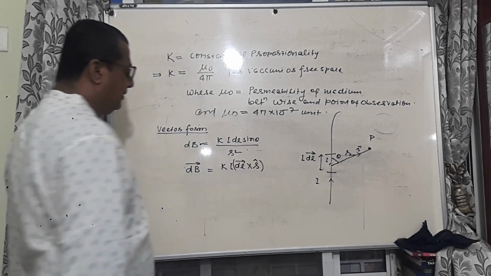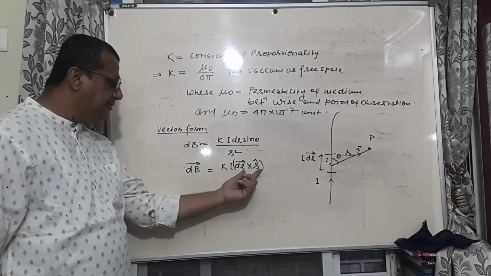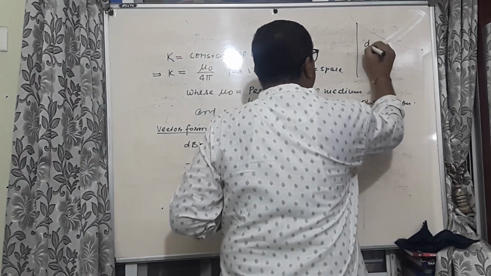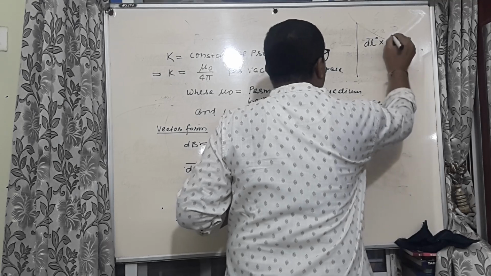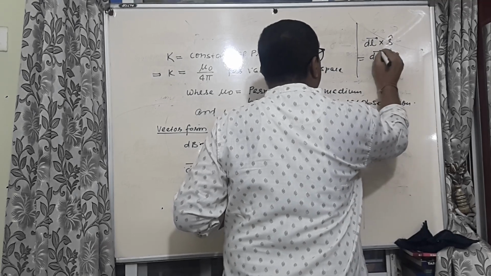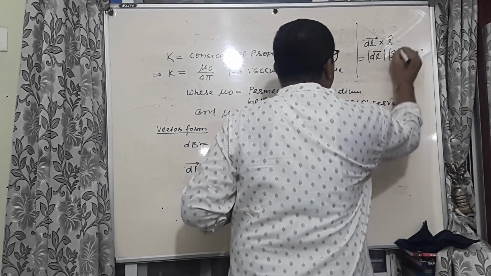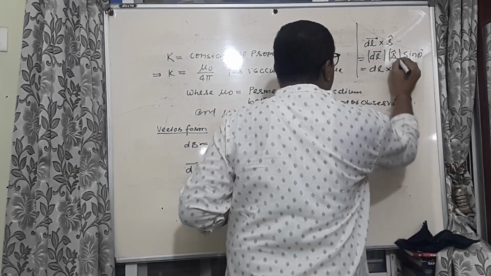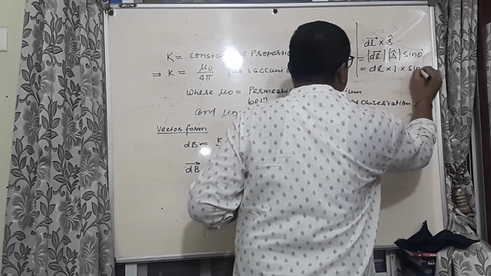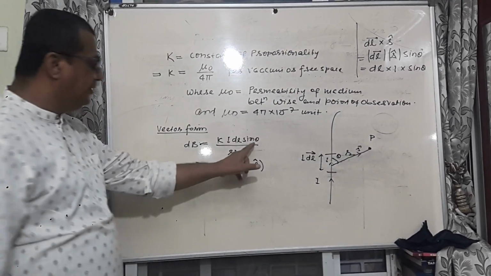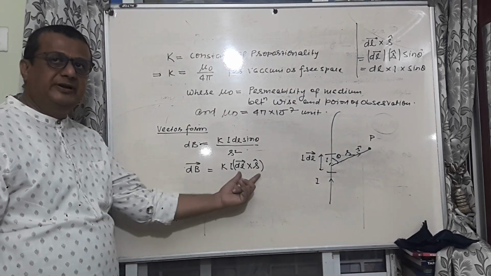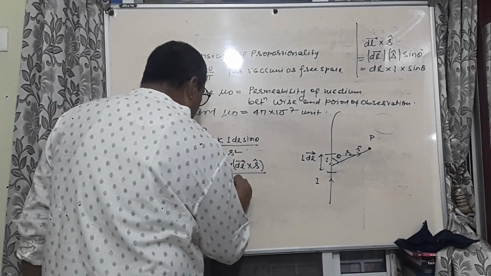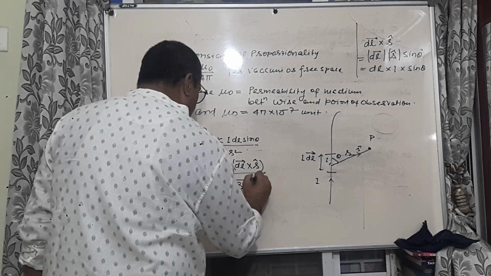What will be its value? When you find the value of dl cross r cap, the magnitude of dl, magnitude of r cap, and sin theta, then its magnitude will be dl, times 1, times sin theta, so again we get dl sin theta. So this will be dl cross r cap divided by the magnitude of r vector whole square.